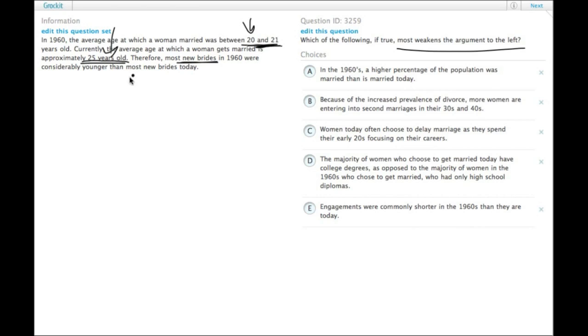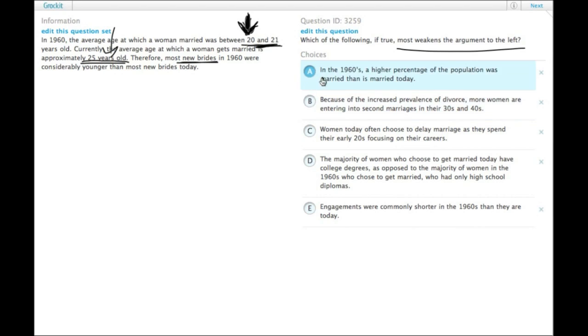Because one way that you can raise the average is to get married more than once. So you could have the same number of people getting married at 20 and 21, and then have a second marriage after that, which raises the average age of marriage, even though it's the same person counting twice or more. Anyway, let's look for something like that in the answer choices.